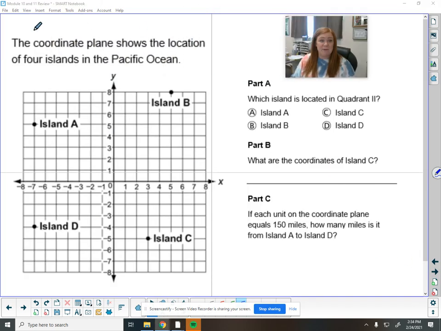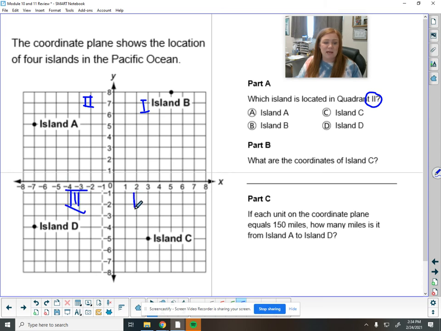Okay, and here we have this coordinate plane that shows the location of 4 islands in the Pacific Ocean. Which island is located in quadrant 2? So here we start at 1. We work our way around to the left. There's 2, 3, and 4 is the IV. 5 means V, so 1 less than 5 is 4.